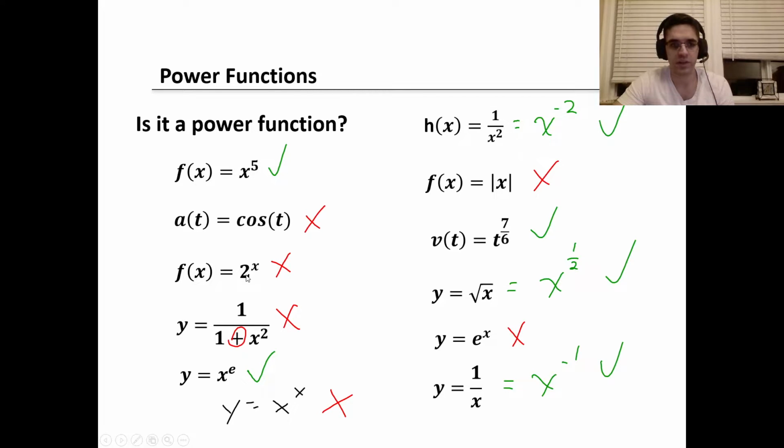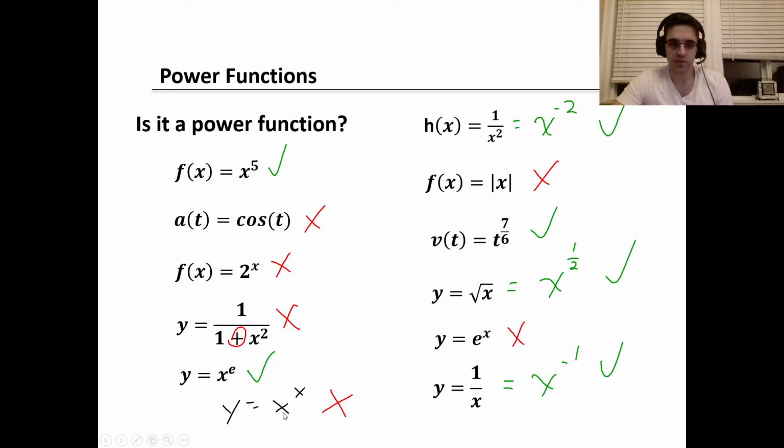Remember, the base has to be a variable, and the exponent has to be a number. So this one's reversed, so it's not a power function. It's exponential, actually. Because there's a plus sign in the denominator here, this is technically not a power function. This one is a power function, x to the power of e. e is a number, 2.718, so this would be a power function.